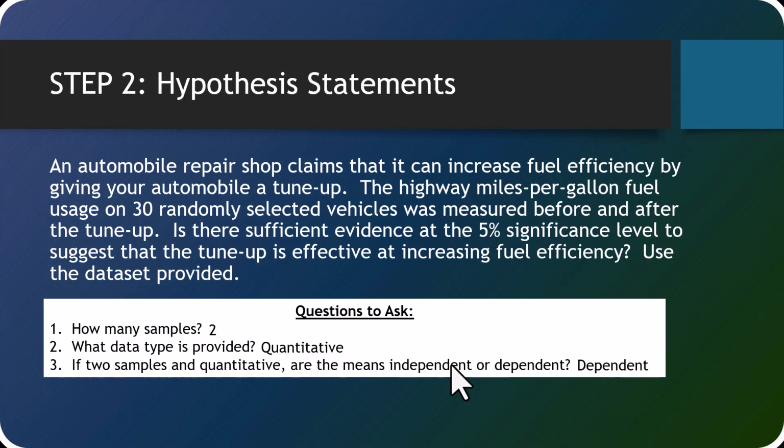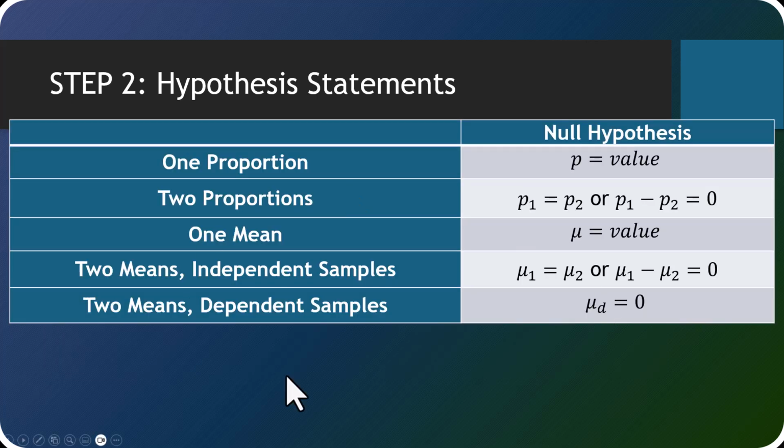All right, so now we have to move on to our hypothesis statements. We've satisfied our requirements, so now we have to ask ourselves, we have two samples with quantitative data and dependent means. With that information, what are the appropriate hypothesis statements to create? So here is our smorgasbord of options.